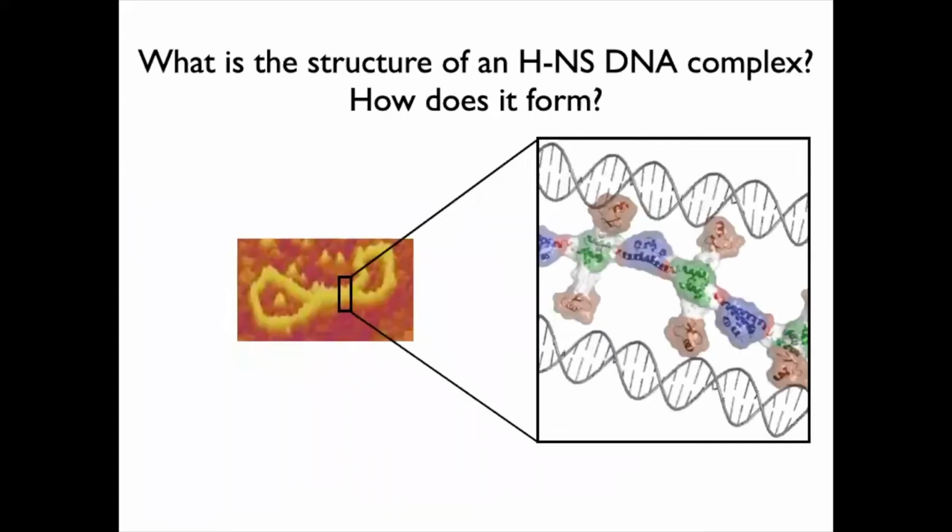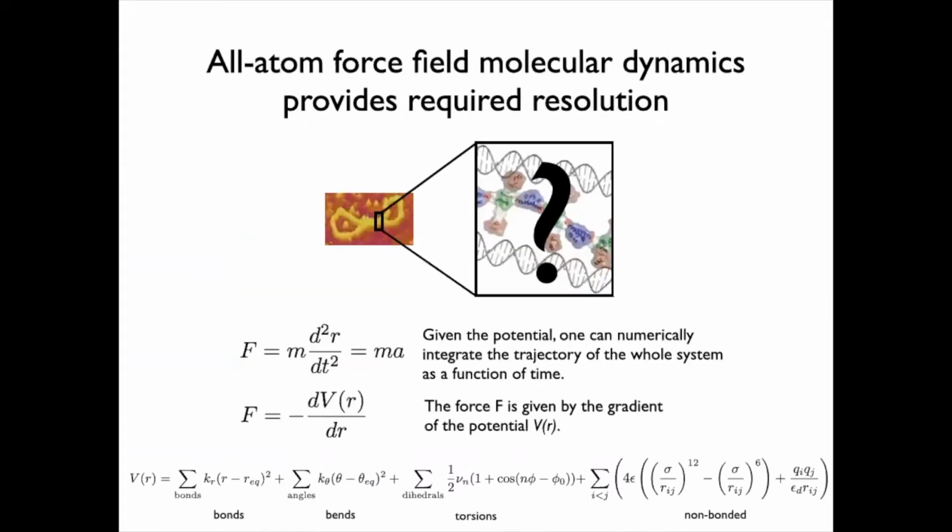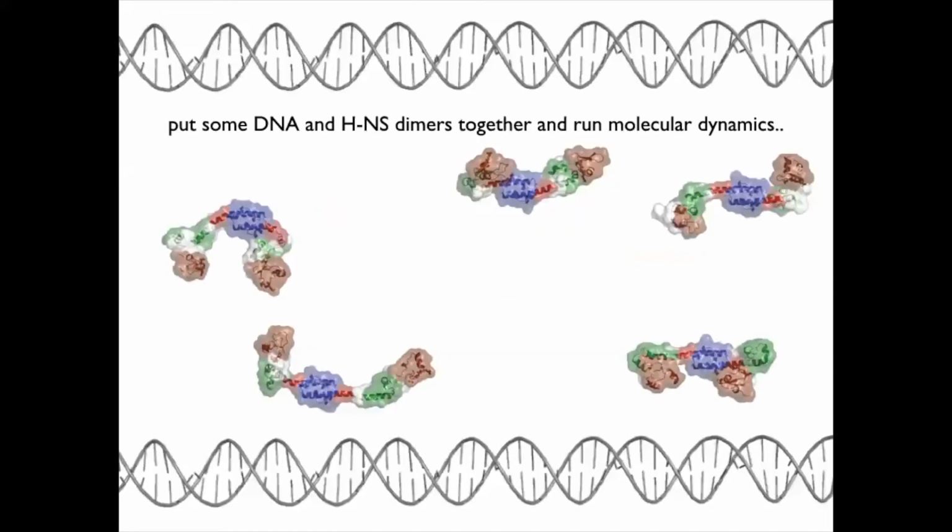Okay, so what is then the structure of such an HNS DNA complex? How does it form? Well, what I've made here is just some cut and paste in PowerPoint, so not based on anything physical. Because again, finding the answers requires high resolution in space and time. So again, molecular dynamics simulations. And this system is much, much larger than these sodium sensors I was looking at before. So now the numerical aspect of molecular dynamics becomes important. So let's say I have long stretches of DNA and a couple of these HNS molecules, and I just throw it together and wait until it forms.